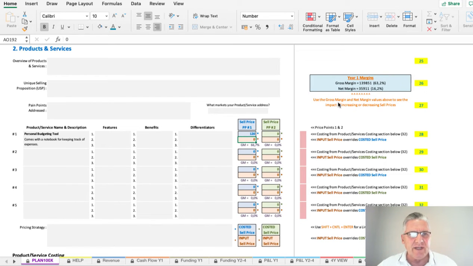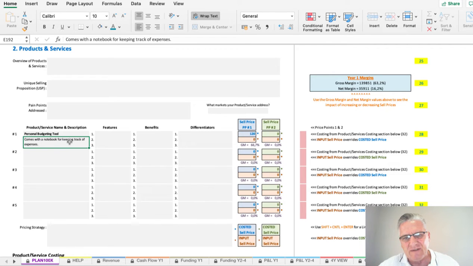Right, so here we are in the products and services. And if you look again at the quick start indicators on the right hand side, these pink sections, all you have to do here is input the product name and description. I've called this a personal budgeting tool, and I said it comes with a notebook for keeping track of expenses. I've said a notebook because I want to include something physical that's got a cost attached to it, as well as something that I need to ship, because I'm going to show you how those work.